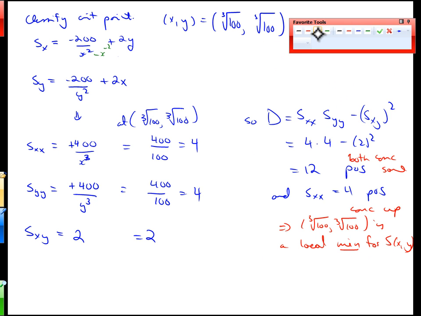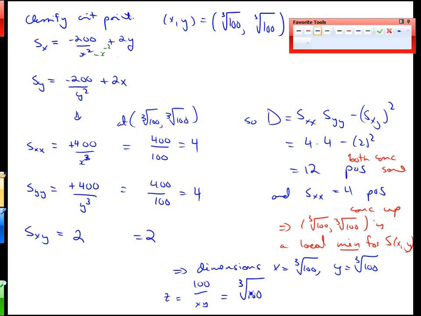And what does that tell us overall? Well, it means that the dimensions that we should select are x equals cube root of 100, y equals cube root of 100. Oh yeah, we also had a z in here. We should probably return what that is. Well, that's 100 over xy. If you do the calculations, it shouldn't come as a huge shock that we get the cube root of 100 again. These dimensions x, y, z give the minimum surface area.